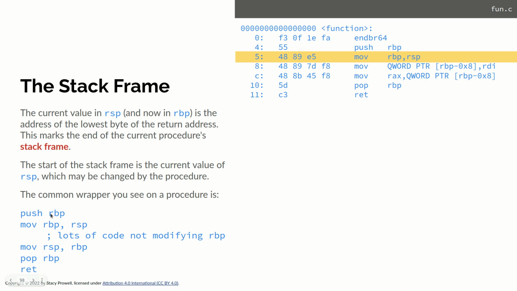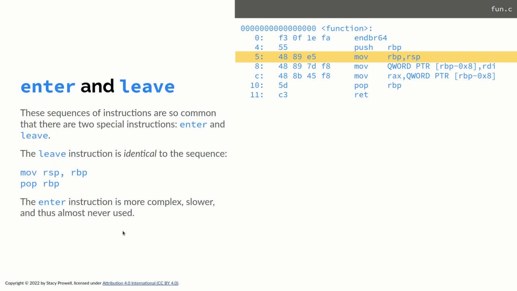This is super common. It's so common, there are actually specialized instructions in the x86 instruction set to do that. There is one called enter and one called leave. Leave does this. Enter does a bunch of stuff that we don't care about. It's more complex, it's slower, it can allocate memory and do other stuff. It's almost never used. You'll almost never see it. I'm shocked whenever I see it. I'm like, wait, are they using that? Most of the time, you will see some of this and some of this. You'll see both.